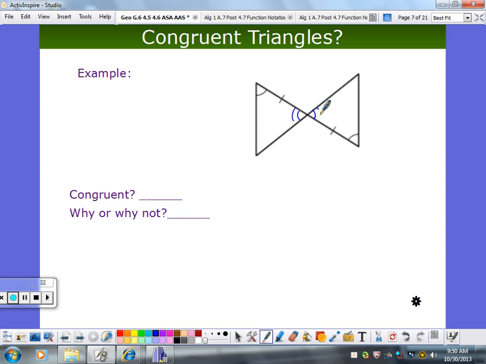Okay, so I got these, right? So angle side angle. Angle, side, angle. I like how you said that. Angle, side, angle. Say them in the order that we see them. Great. How about this guy?